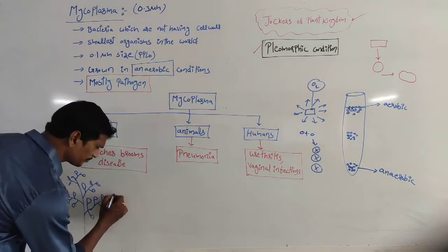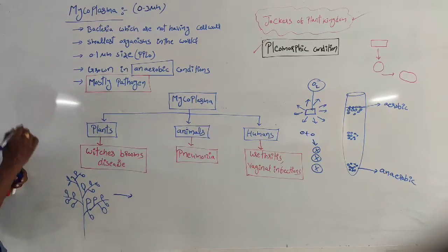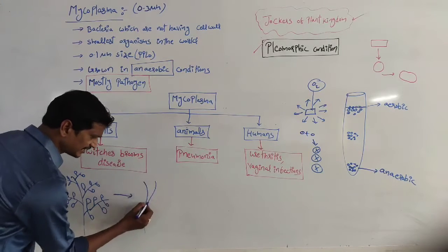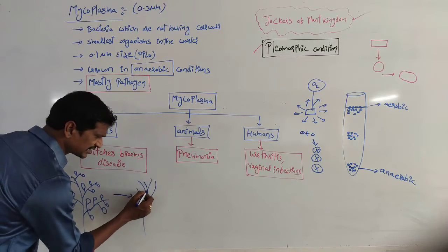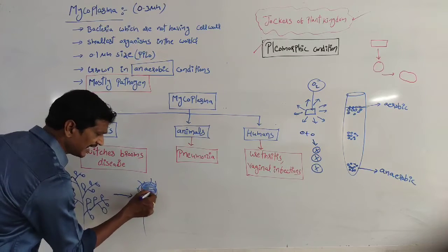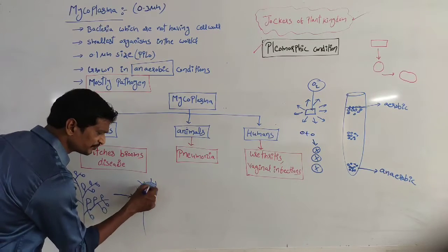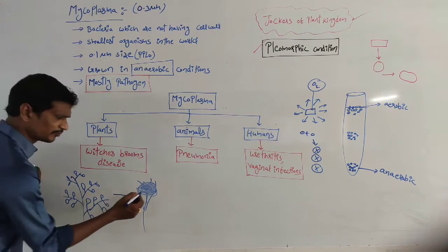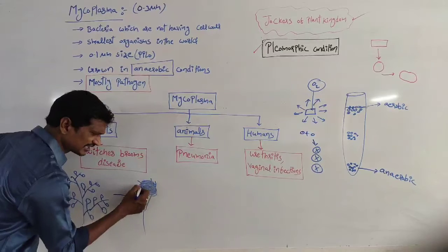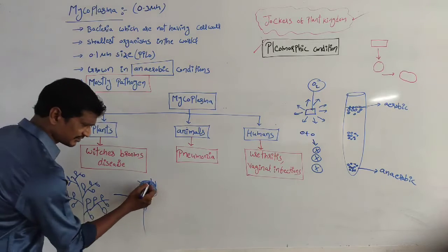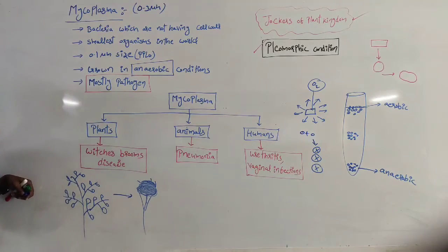Once the plant is affected by the mycoplasma bacteria, whatever twigs are there, all these twigs are aggregated, and finally completely compacted structures are formed. Whatever leaves and twigs are there, all these are aggregated, and they form one cluster-like structure.